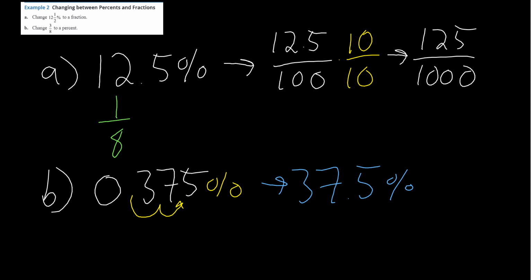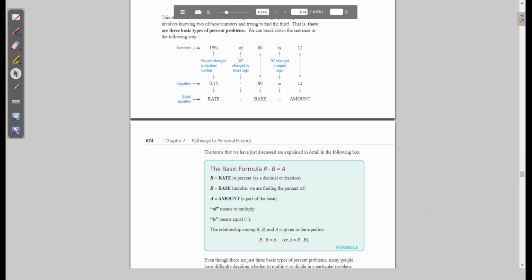So the takeaway here is mainly looking at this right here. The base equation is rate, the rate being the percentage, times the base, so what percentage of what is equal to the amount. So 15% of 80 is 12. Again, rate is the percentage, the base is what I am taking the percentage of, and the amount is as noted.